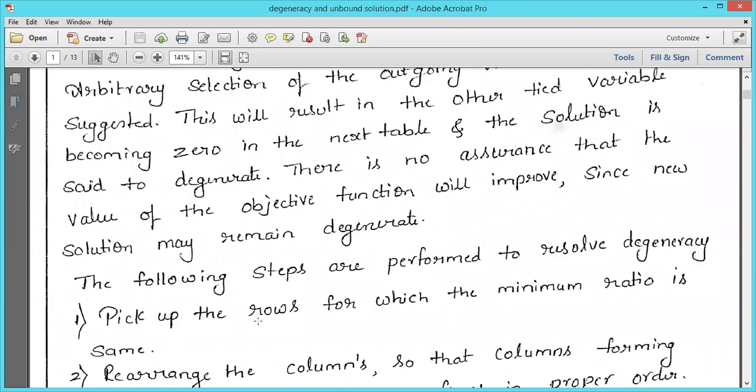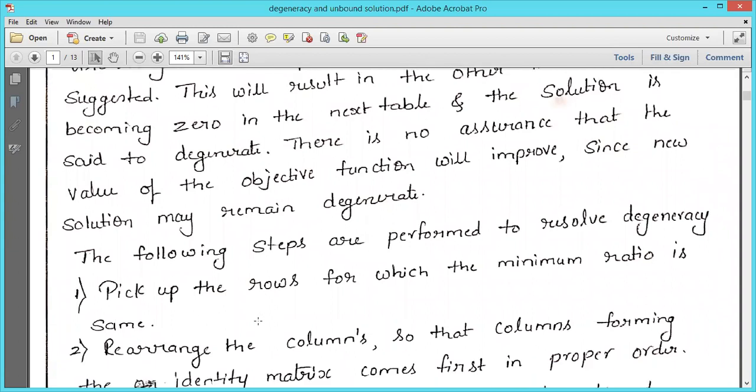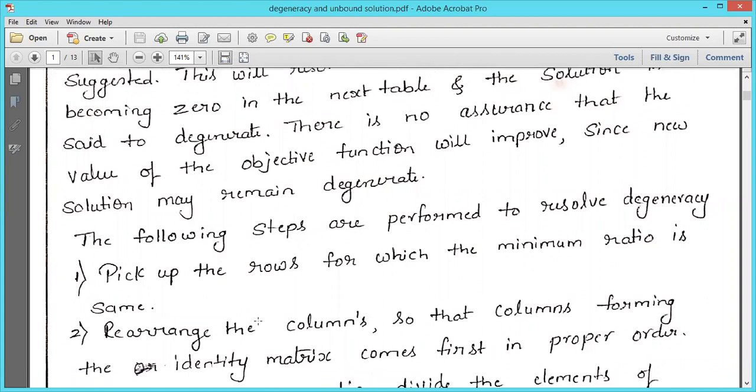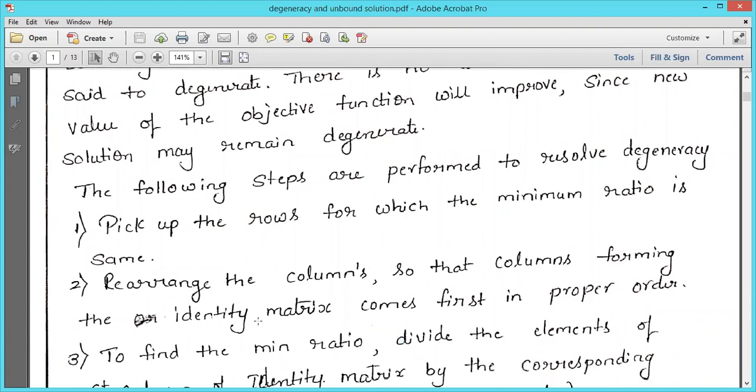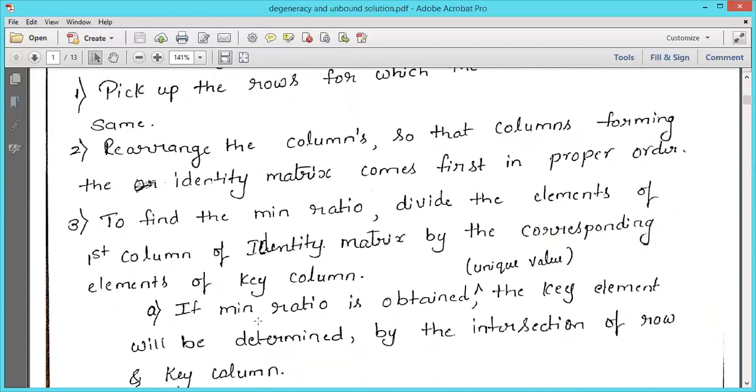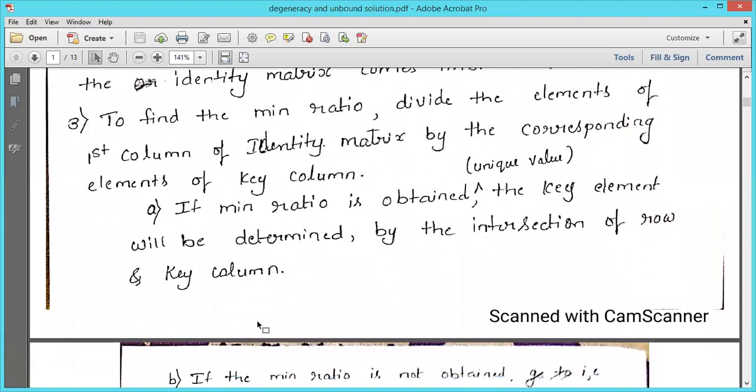Initially, we pick up the rows for which the minimum ratio is the same. Then we rearrange the columns so that the columns forming the identity matrix come first, and the other columns, that is other decision variables, come next. The third step is to find the minimum ratio. How to find the minimum ratio: divide the elements of the first column of the identity matrix by the corresponding elements of the key column.